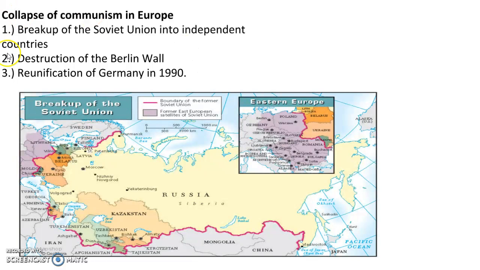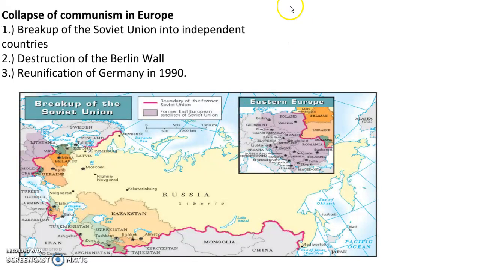And the third important thing was the reunification of Germany in 1990. We had learned that Germany was divided up into two parts. East Germany, which was communist, not free. West Germany, which was democratic and free. So over time, and in 1990, both of those countries came together as one. Both of those countries came together as one whole Germany. Germany is democratic, and it is an ally of the United States. Yay, Germany. It's free now.